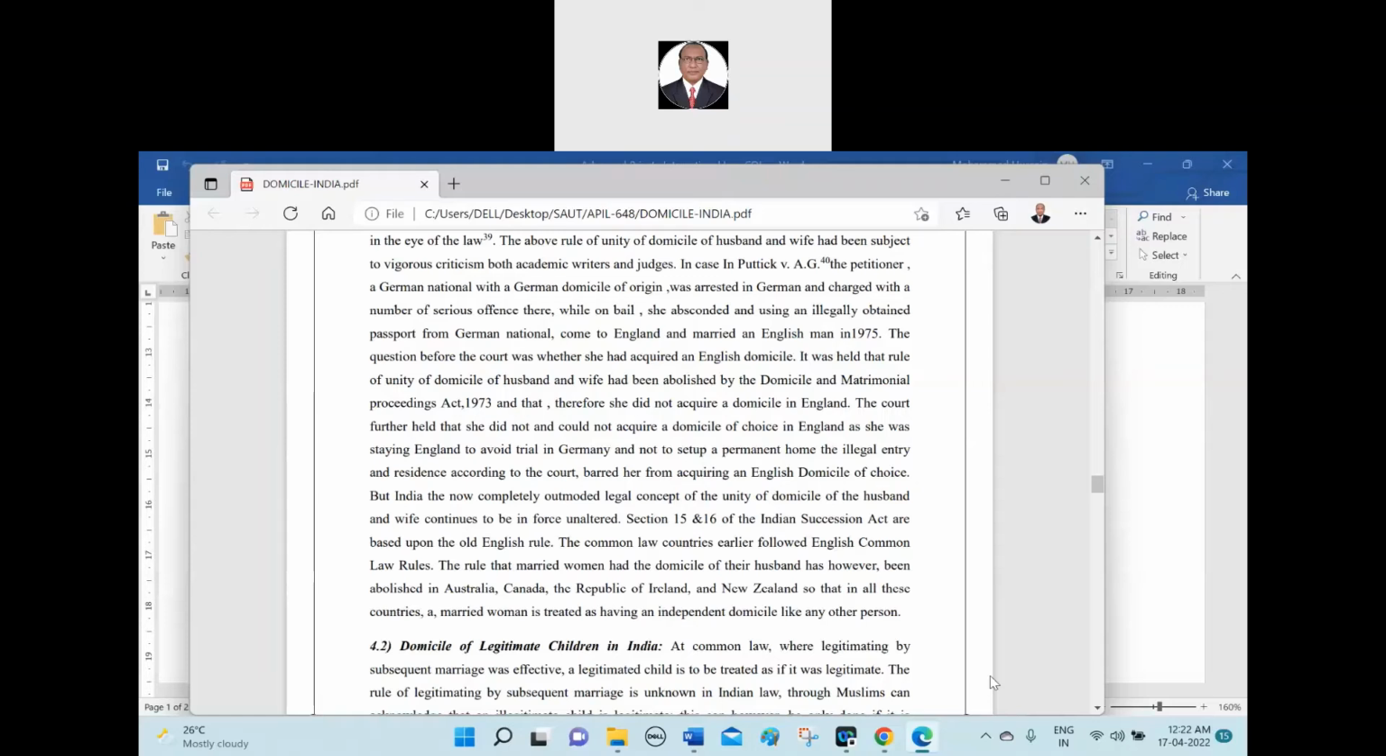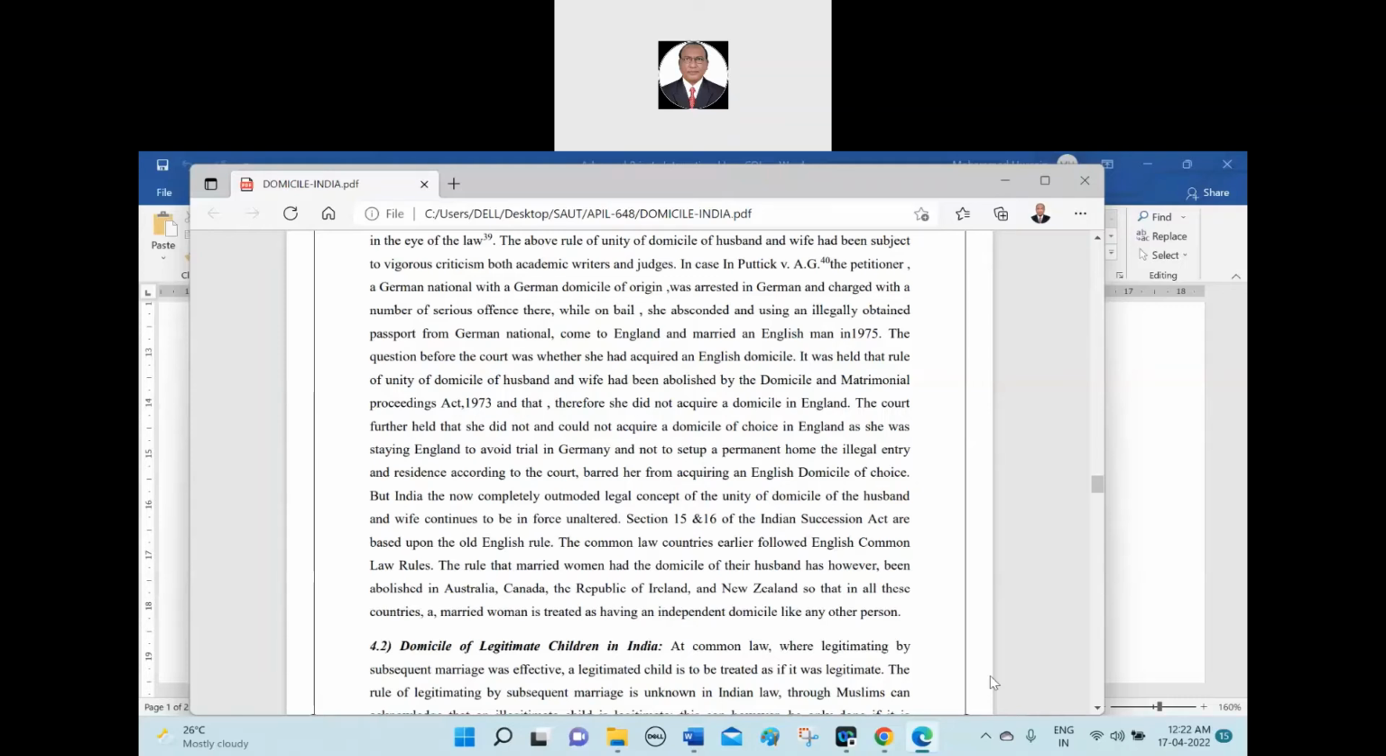So that is the reason why the common law countries followed the English common law rules. The rule that married women had the domicile of their husband has, however, been abolished now in Australia, Canada, the Republic of Ireland, and New Zealand, so that in all these countries, a married woman is treated as having an independent domicile like any other person. So here, the married woman is given the choice of an independent domicile because of these reasons.